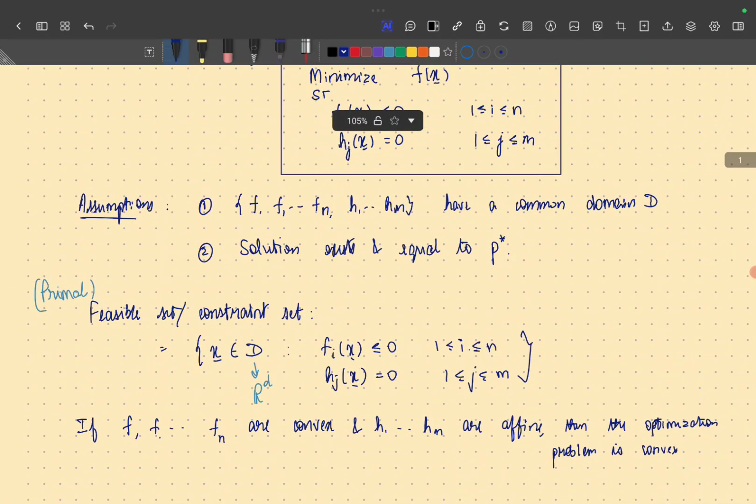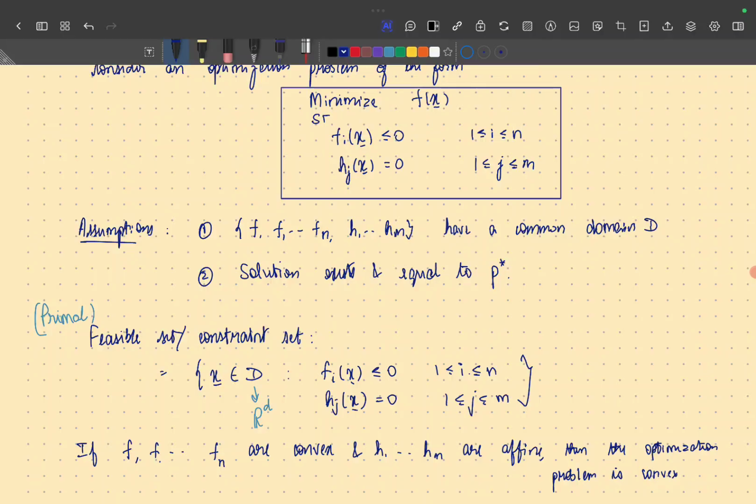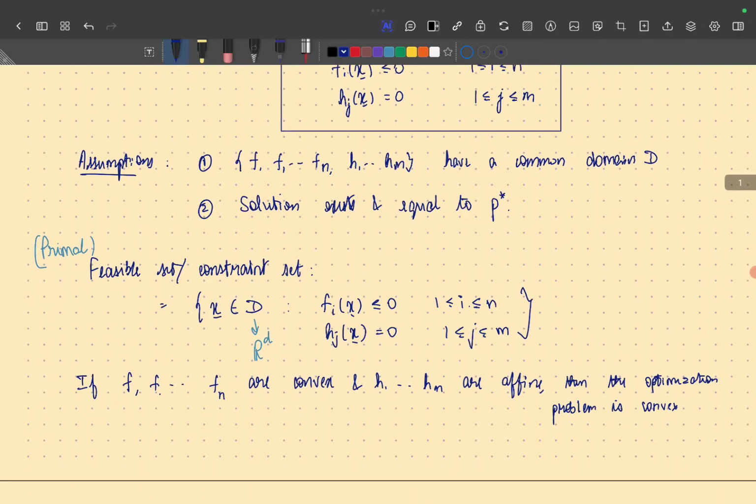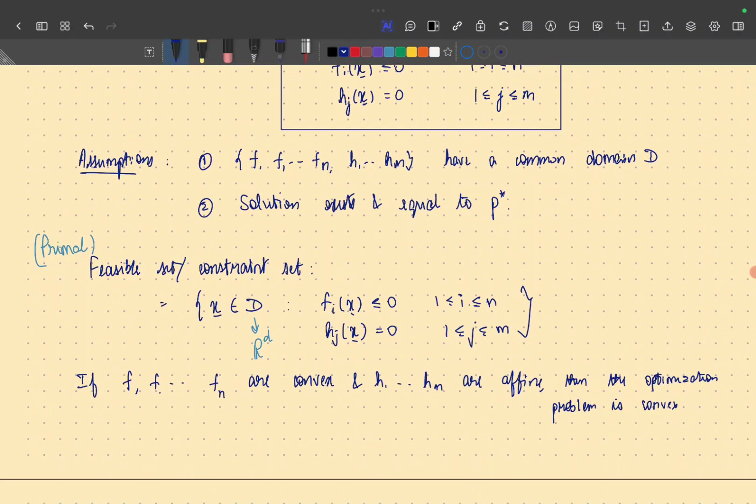So a convex optimization problem is basically one where the objective function as well as the functions f1 through fn are convex and h1 through hm are all affine. Okay, so this is just setting up the terminology.